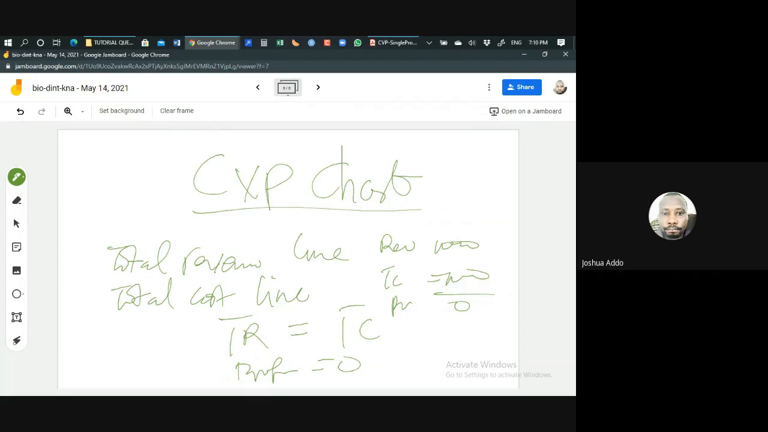You construct the straight line for total revenue. Total revenue is assumed to be linear. Total revenue is assumed to relate with quantity in a linear fashion. Total cost is also assumed to be a linear function of quantity. Okay, so let's try to see how we will do it in Excel.